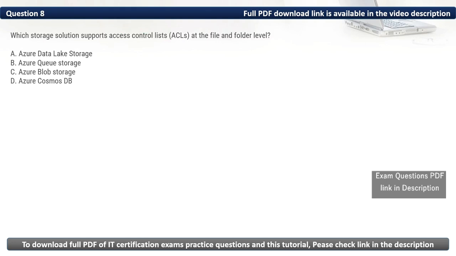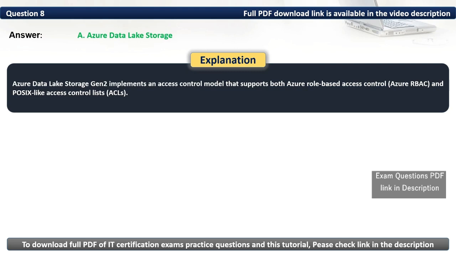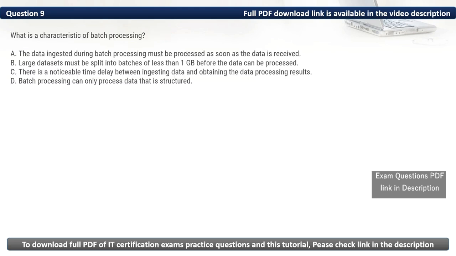Question 8. Which storage solution supports access control lists at the file and folder level? Azure Data Lake Storage supports access control lists at the file and folder level. Thus, the correct option is A. Azure Data Lake Storage Gen 2 implements an access control model that supports both Azure role-based access control and POSIX-like access control lists.